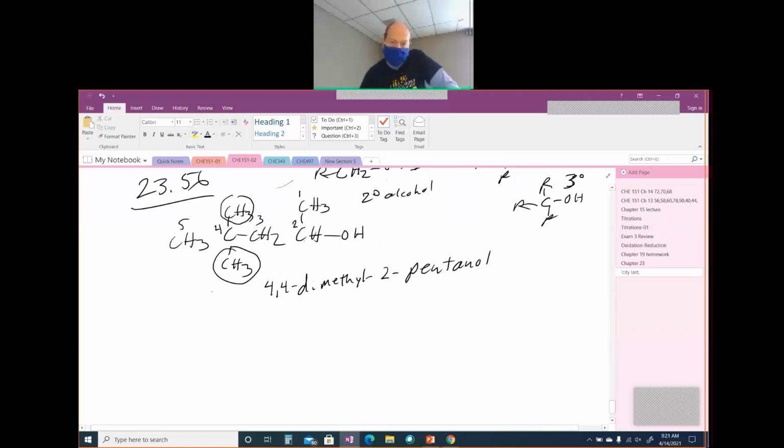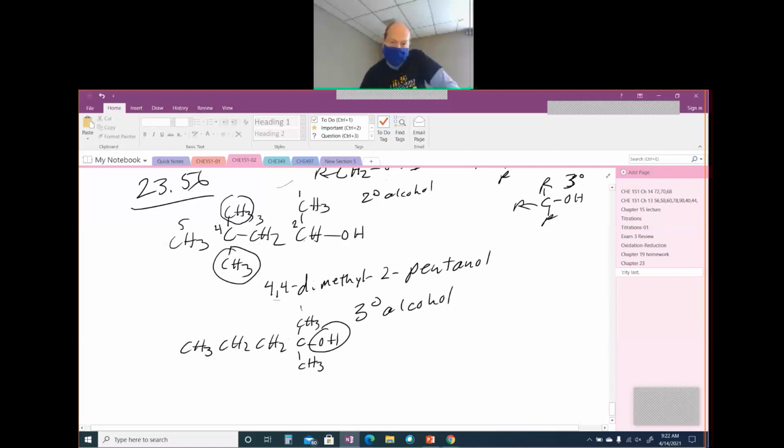56. The next one here we got CH3, CH2, CH2, and then we got a C with the CH3 up, OH to the right, and CH3 down. Again, we have a carbon with no hydrogens. That is tertiary. So we have a tertiary alcohol. That means that carbon is connected to 3 other carbons.